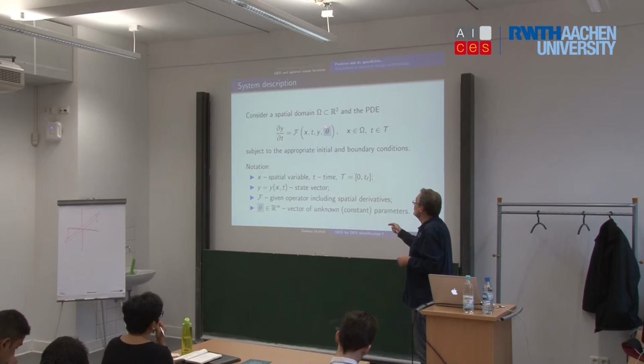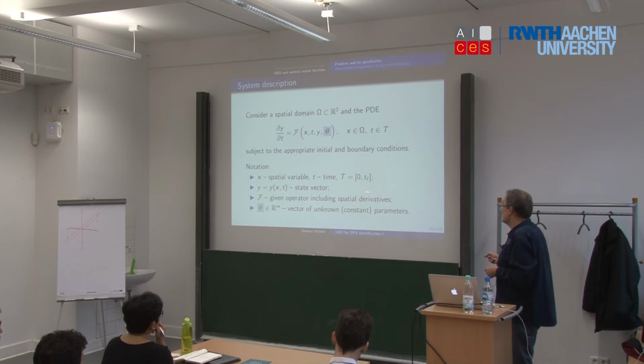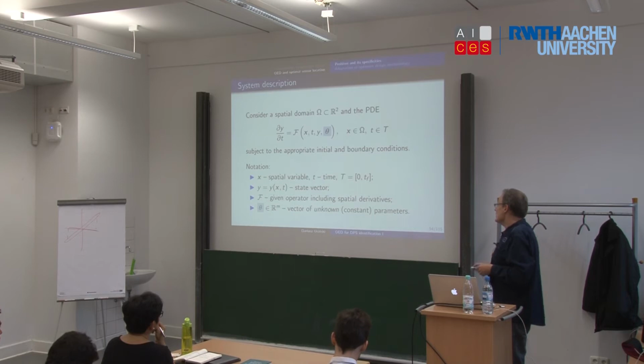So we have a system described by partial differential equations. Here, capital F is the operator in which you can find some spatial derivatives. Y is the state vector. It depends on the spatial variable x and on time t. And theta is the vector of unknown parameters.